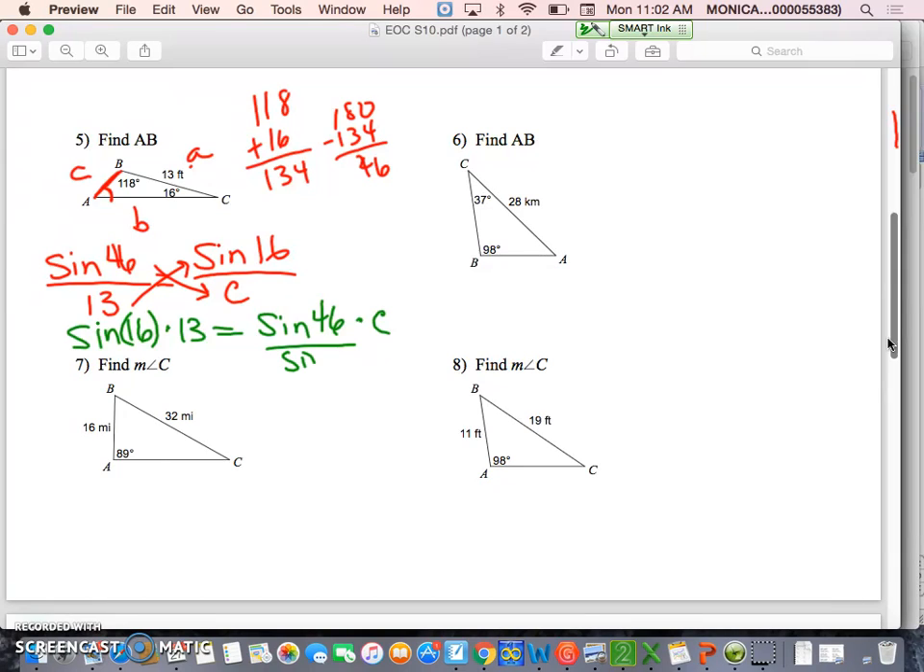So we're going to be dividing by the sine of 46. So I can type that in my calculator, but remember to hit enter before you hit divide by. So sine of 16 times 13, hit enter, and then divide it by the sine of 46. And you should end up with like 4.98, which is approximately 5. So c equals 5. And that makes sense because this is the shortest side and that's the smallest angle.